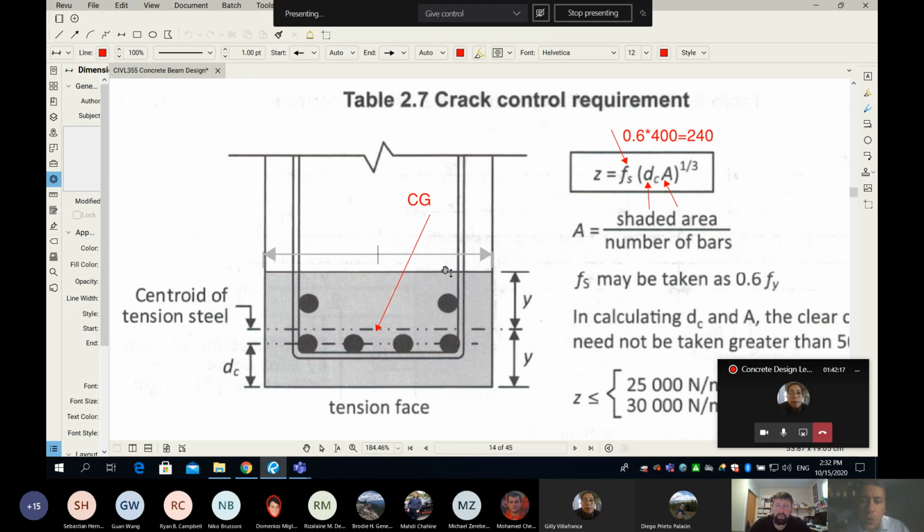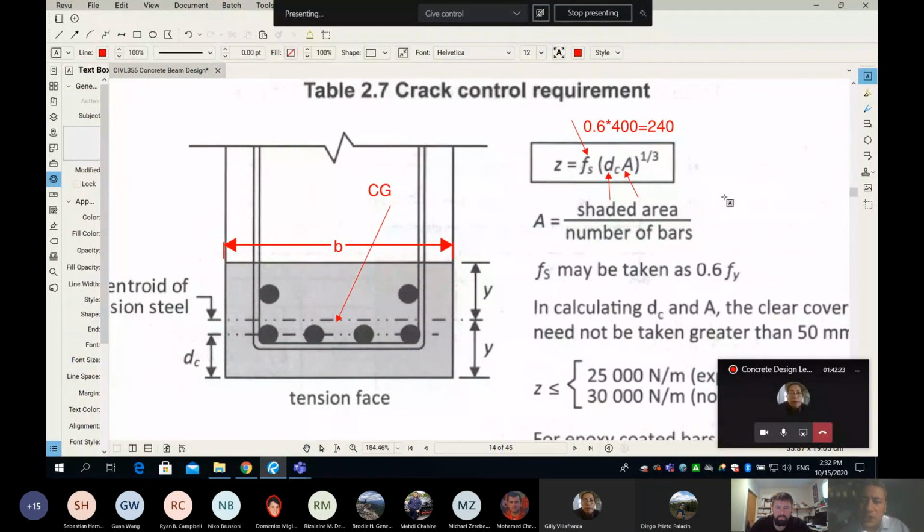Any help? Beam. What do we call this dimension? Width of your beam. Exactly. So which means, guys, in this equation here, I can write 2 multiplied by y multiplied by b, which is the width of your beam. This is the area shaded, but you have to divide by the number of your bars.